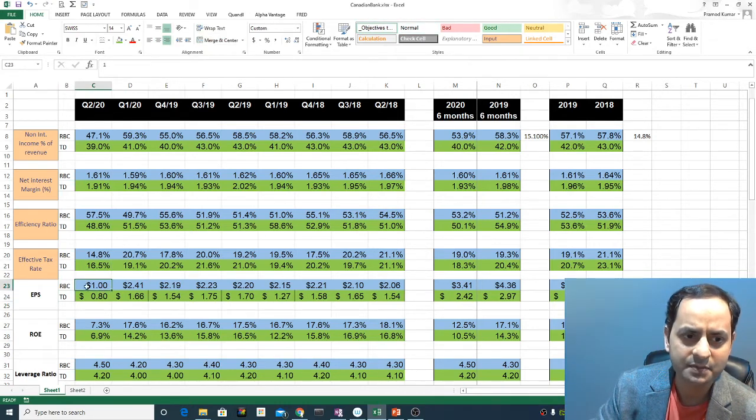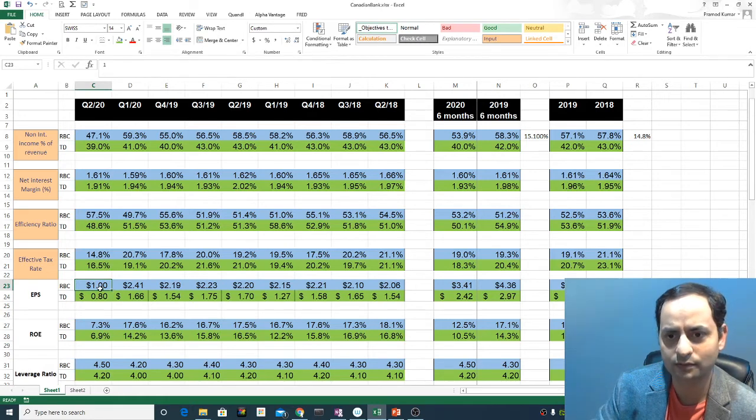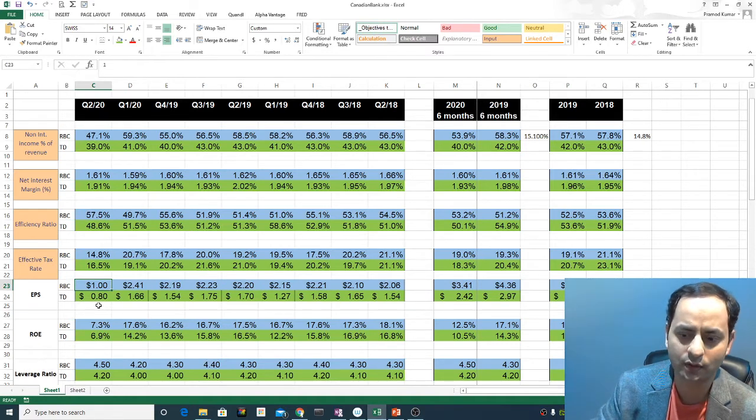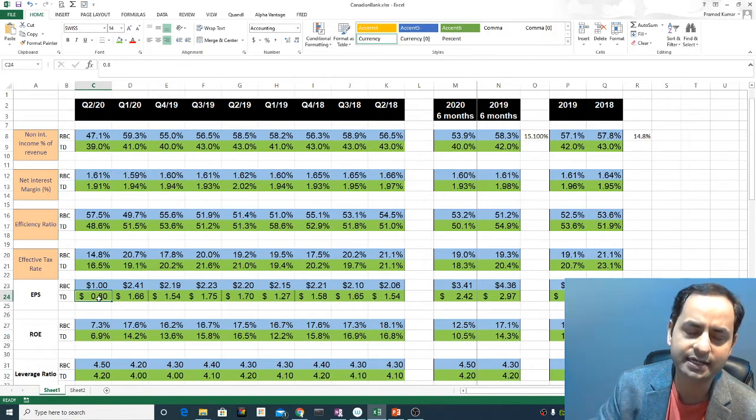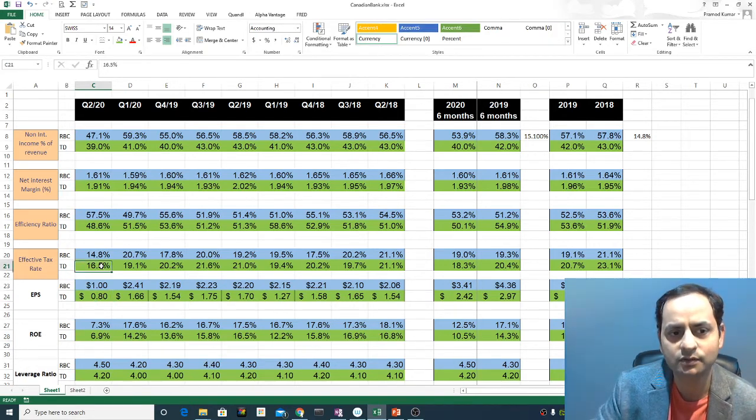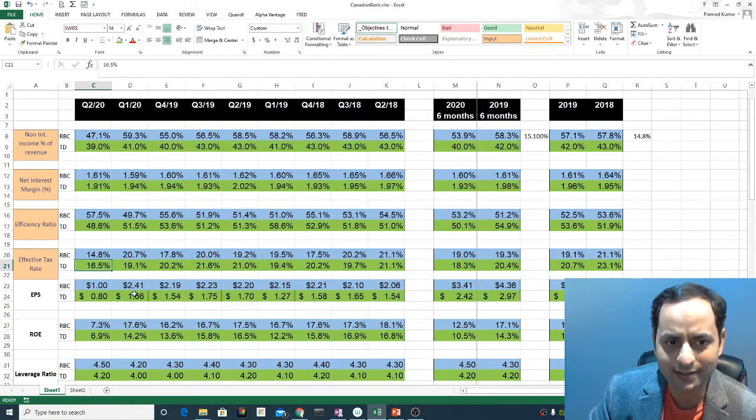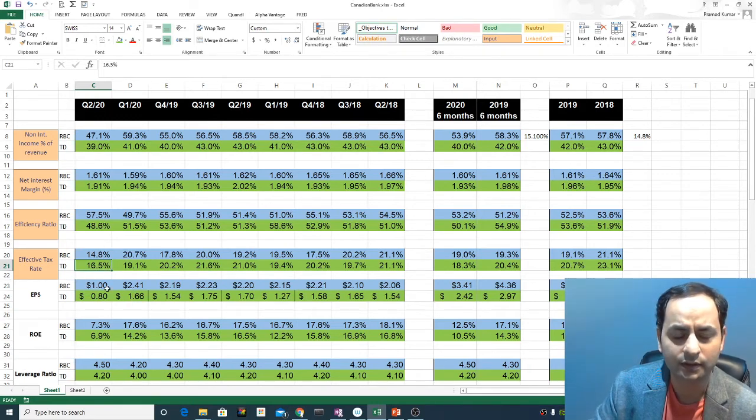RBC generated $1 for one share in this quarter. I'm not talking about the full year, I'm just talking about the 3 months, right? And here TD generated only 80 cents, maybe because one of the reasons is they are paying more tax. On the earnings side, this is a very important ratio. Others are important as well, but this is a good one, so maybe I'll highlight it.